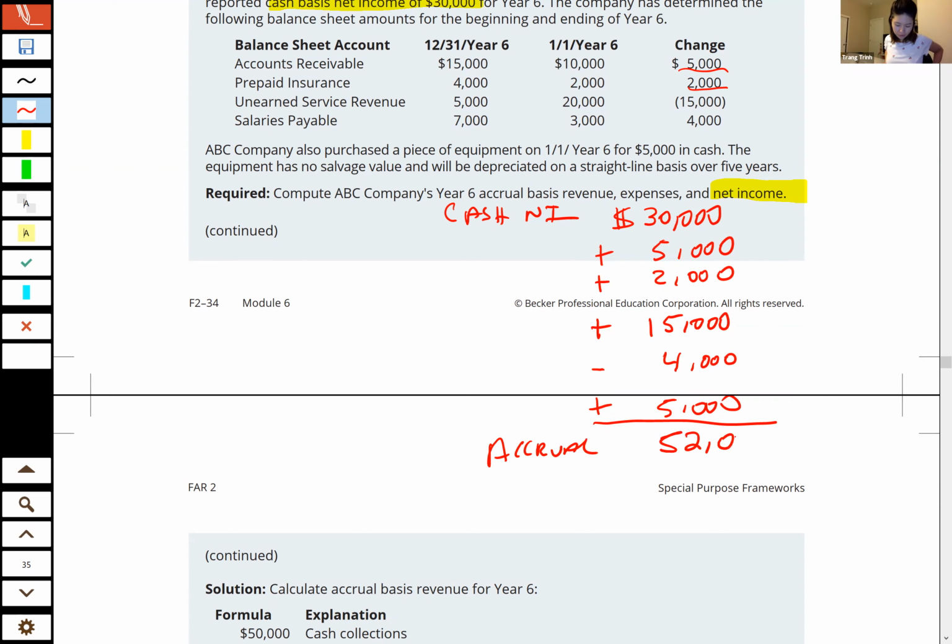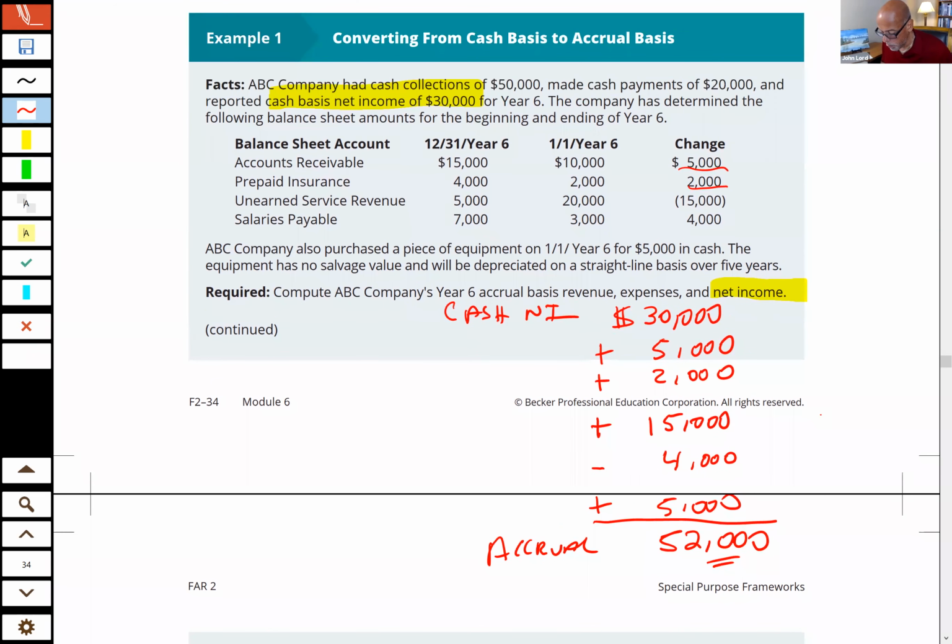Do we need to subtract the depreciation? Well, they didn't give me depreciation in this question, did they? They did. Straight line basis over 5 years. The paragraph under the numbers. Oh, yeah. Okay, my bad. I skipped that. Yeah, so it won't come to 52,000.